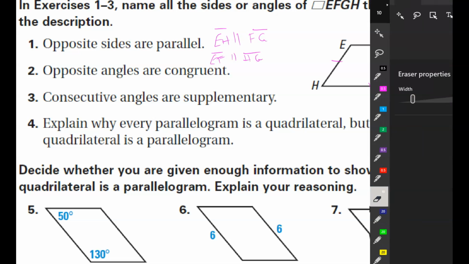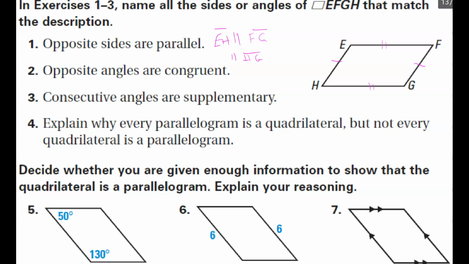So notice I'm wanting sides that are parallel. So I'm naming this side. The side, a segment, has a line over it. If I just want the length, I don't have the line over it.